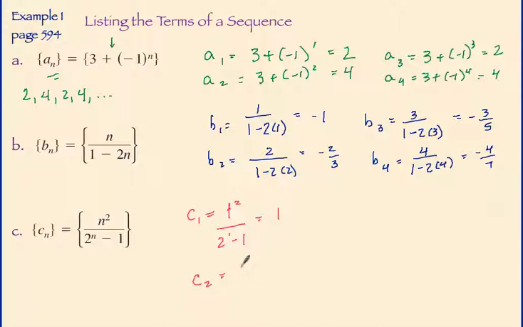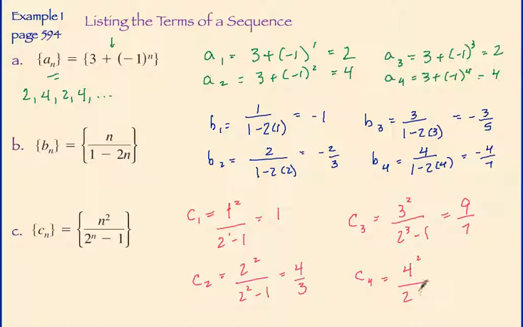C sub 2 will be 2 squared over 2 to the 2nd power minus 1. That's 4 over 4 minus 1, which is 3. C sub 3 is going to be 3 squared over 2 to the 3rd minus 1. 9 over 8 minus 1, which is 7. And C sub 4 is equal to 4 squared over 2 to the 4th minus 1, and that's going to be 16 over 16 minus 1, which is 15. So that's how you list the terms of a sequence.